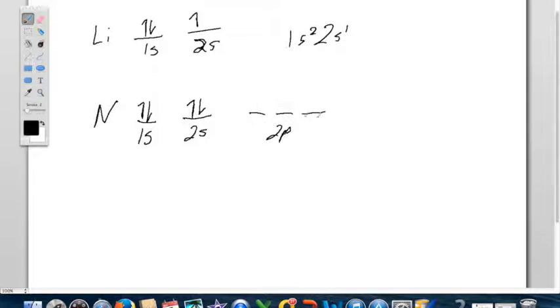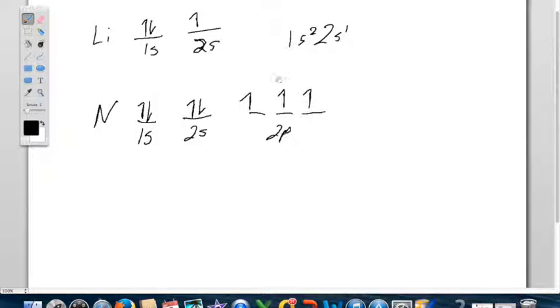All 3 of these p orbitals have the same energy, and so we call those degenerate orbitals. Okay? So nitrogen has 3 more electrons. We're going to put one here, one here, and one here. We put each electron in, we half fill each of these degenerate orbitals, and that follows Hund's rule.